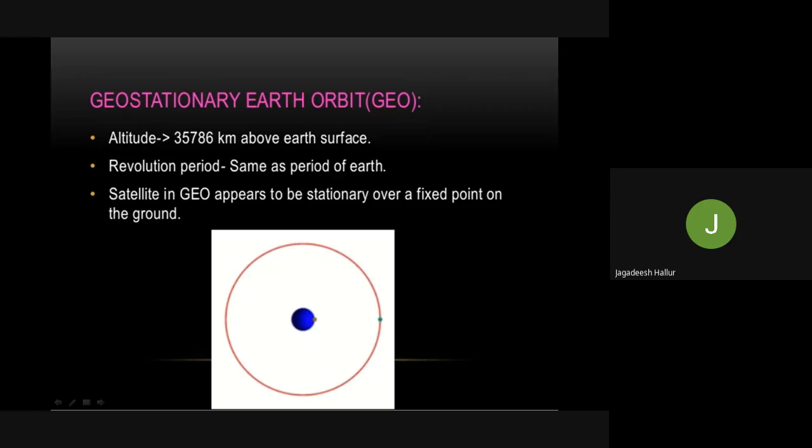This is very important: geostationary Earth orbit. You have seen the low Earth orbit, that is LEO, and medium Earth orbit, that is MEO, and the last is geostationary Earth orbit, that is GEO. What is stationary? Stationary is nothing but fixed, constant. It has to maintain its orbit in a particular path. It does not change its path.